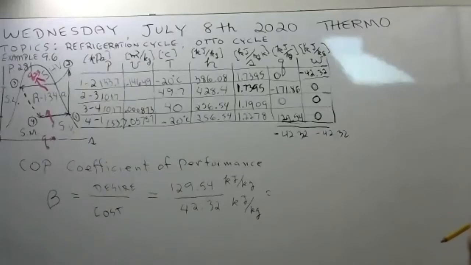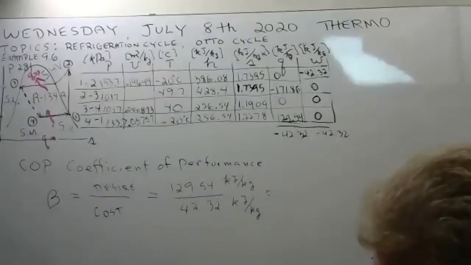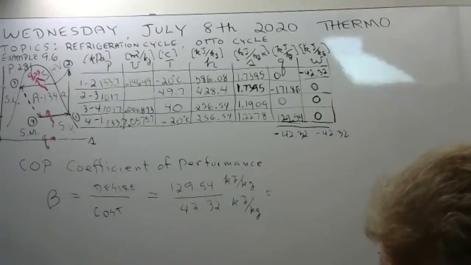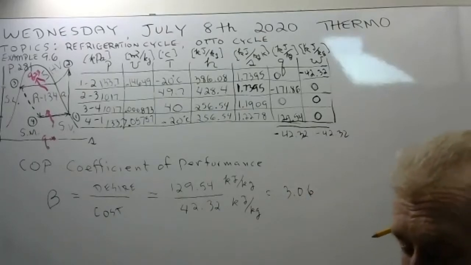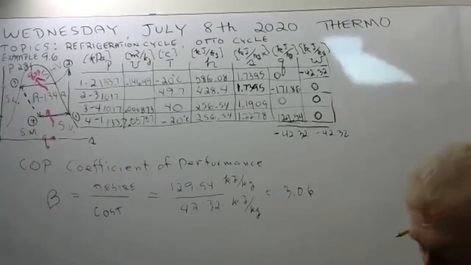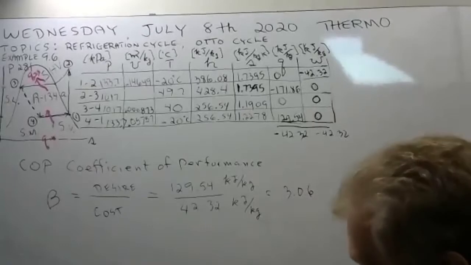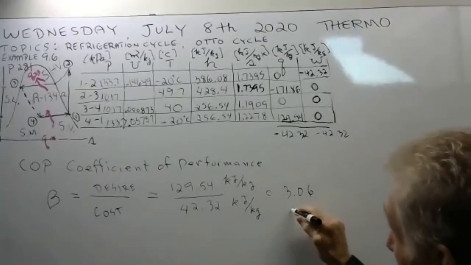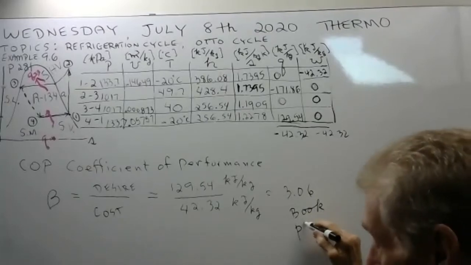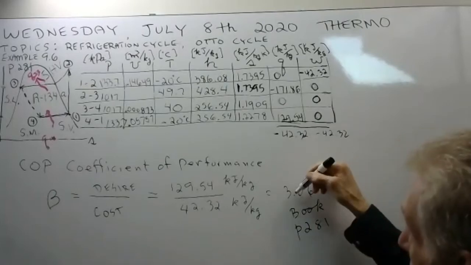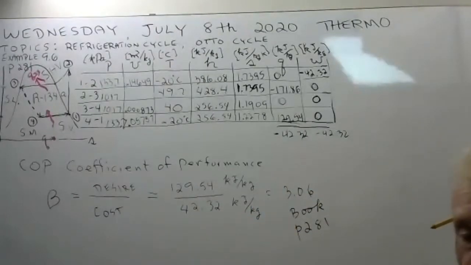But you can get your beta, your coefficient of performance, and here's what I get. I'm getting 3.06, something like that. Now, if you read this problem, they get an answer, but their answer is, well, no, it's the same as ours. That's the same answer that the book gets if you look on page 281. So we did a good job. We found the coefficient of performance.